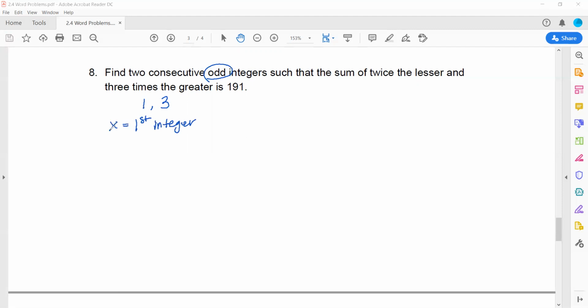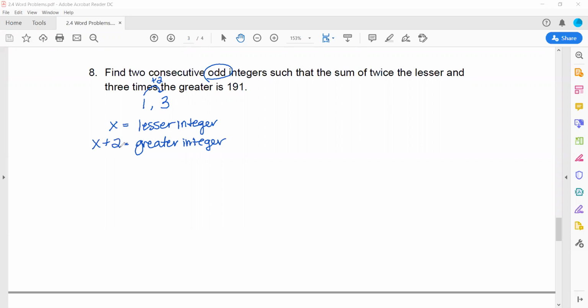or let's define it this way, because they talk about the lesser and the greater integer. I'm going to go ahead and change that to not the first integer, but the lesser integer. And then our greater integer, just like before, to get from 1 to 3, we have to add 2. So it's going to be x plus 2.